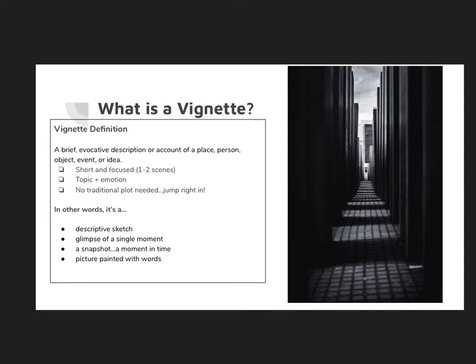So here's a definition of a vignette. It's a brief evocative description or account of a place, person, object, event, or idea. So you might find yourself wondering, what the heck does evocative mean? It's just a fancy word for something we all know pretty well. Evocative just means something that brings up a strong image, memory, or feeling.